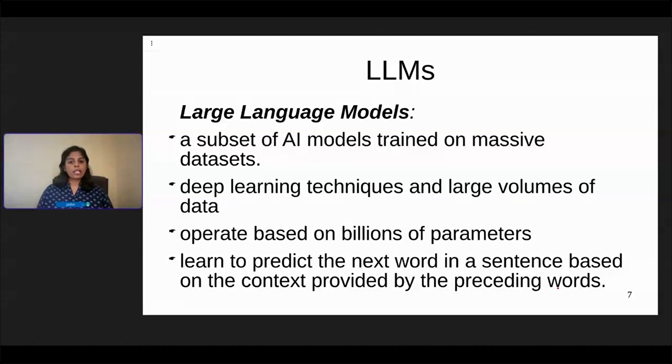Deep learning techniques are used where the data is processed and kept in the form of embeddings so that you get efficient output. There are billions of parameters which have to be considered based on the data that you ask for. And this is a basic one: learn to predict the next word in a sentence based on the context. This is all based on the embeddings that we have based on the pre-trained model.